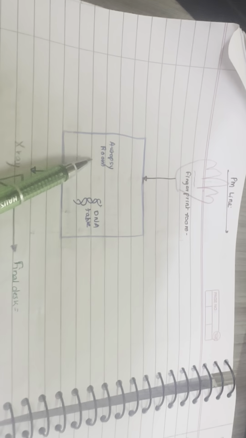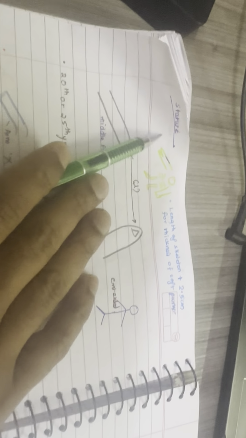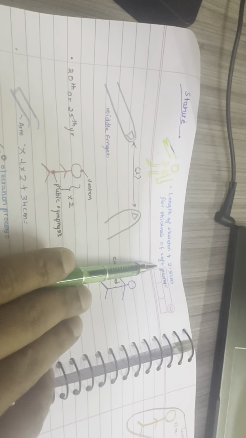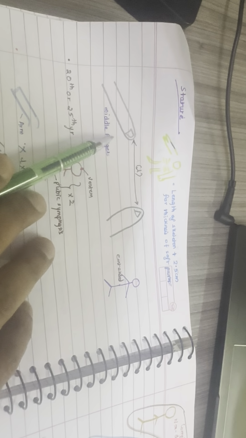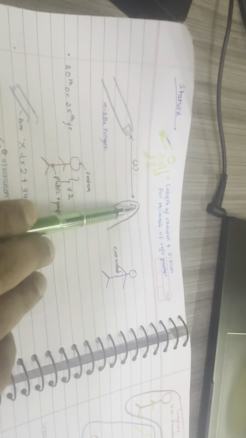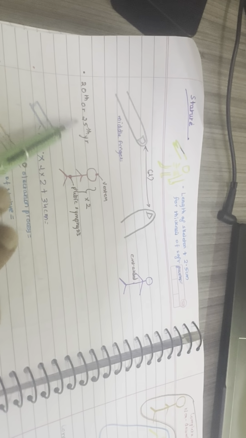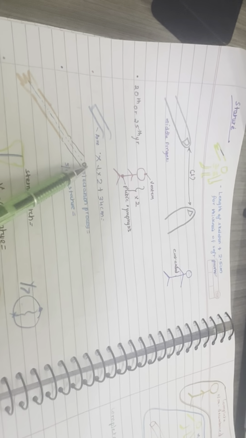Next is about the postmortem line: fingerprint room, autopsy room, DNA table, X-ray, final test. We can estimate the stature of a person: length of the skeleton plus 2.5 centimeter for the thickness of soft parts. And the body extended, the distance from the tip of one middle finger to the other middle finger. That is the distance from 20 to 25, with the vertex to the pubic symphysis into 2.